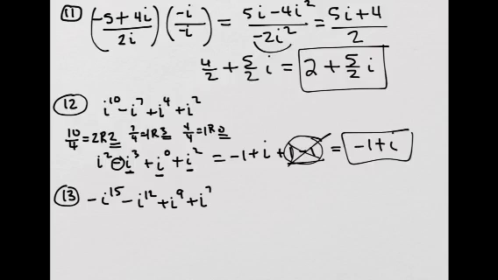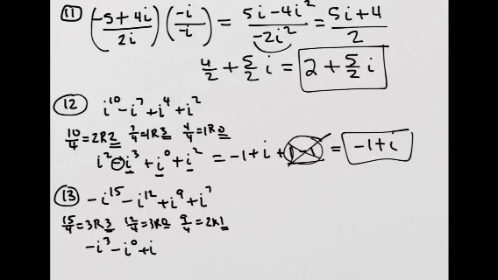Okay, 13 is the same. I take the exponent divided by 4. That's 3 remainder 3. So that's negative i cubed. And then 12 divided by 4 is 3 remainder 0. So that's minus i to the 0. And then 9 divided by 4 is 2 remainder 1. So that's plus i. And then 7 is 7 divided by 4, 1 remainder 3.